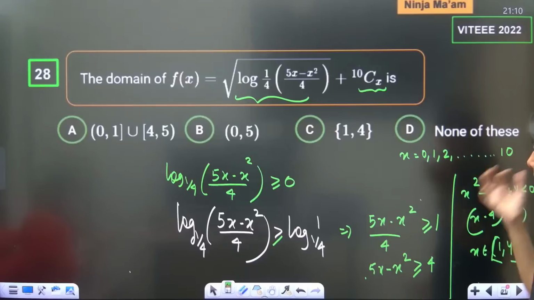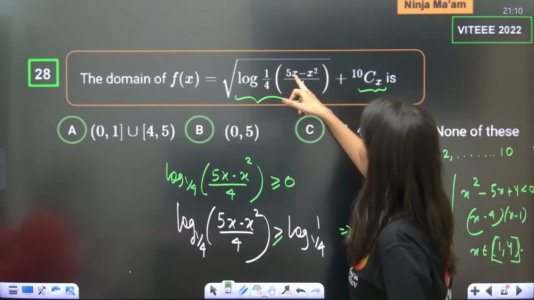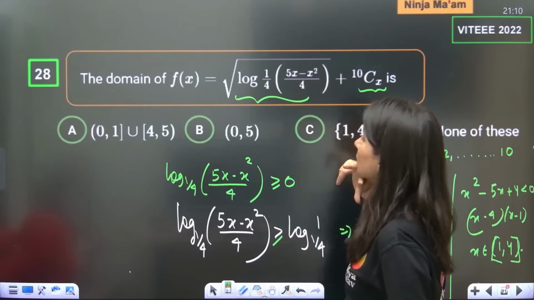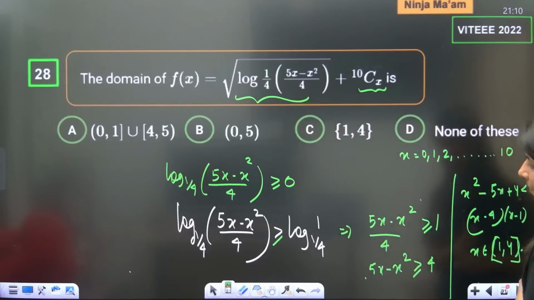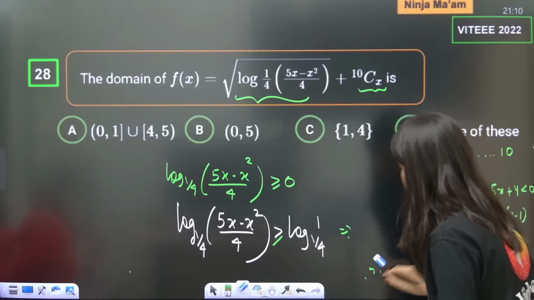What about x equals 2? Will it not work? If I put x equals 2, 5 times 2 is 10. Okay, 10 minus 4, so 6 by 4. 6 by 4 is 3 by 2. So again, it will be a negative number. Hold on. See, I have made a mistake over here. Hold on, my dear students.